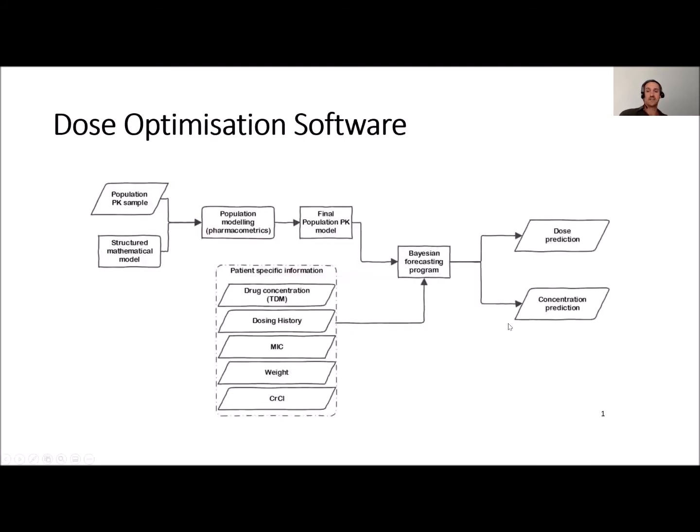So that moves us to dose optimization software, and this will be discussed in more detail later. This little figure here is pretty much just to show that there are two parts to it. There's a population PK sample, and there's applying a mathematical model to that to create your final model. And then you're applying the individual patient's data, which you can see there, maybe their weight, their creatinine clearance, what their TDM is to date, their concentrations, and then using Bayesian forecasting to predict what dose may be required, or what concentration you would predict based on a specific dose.